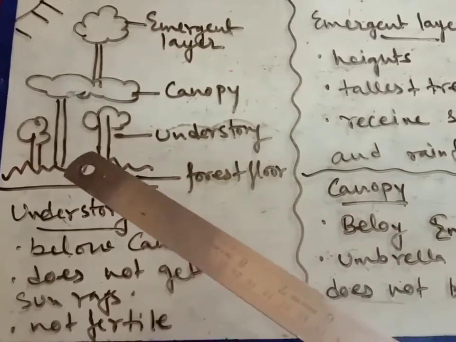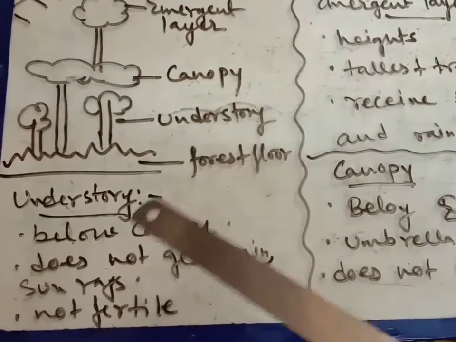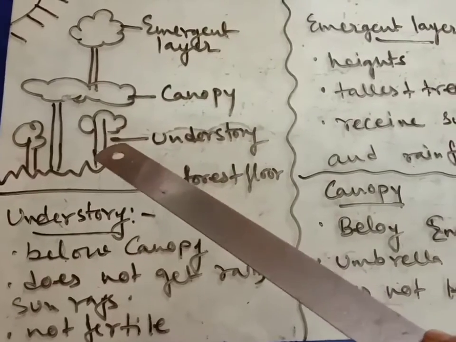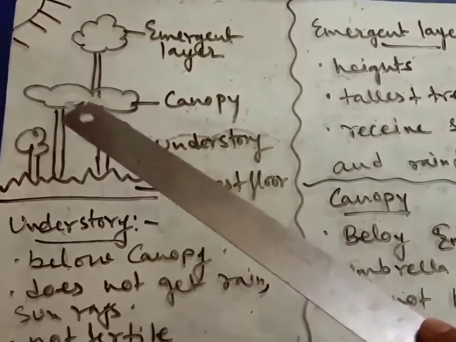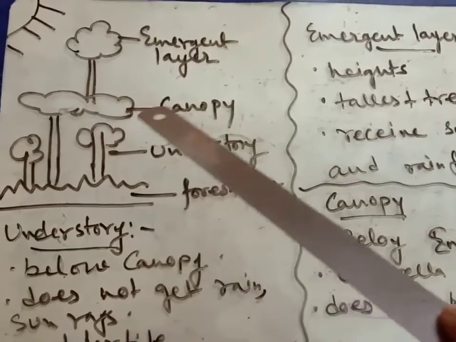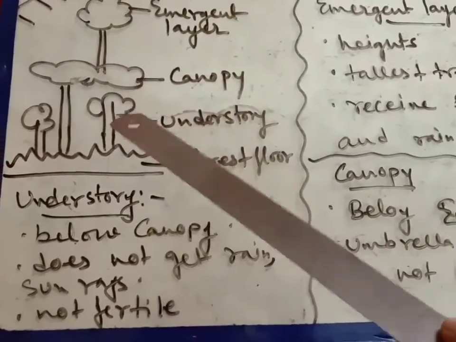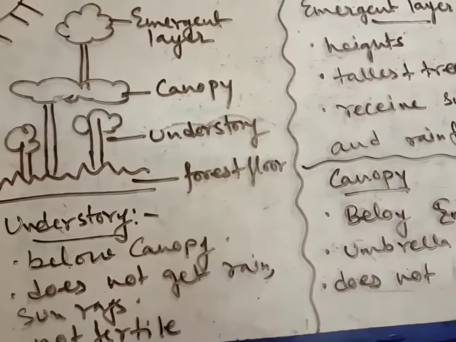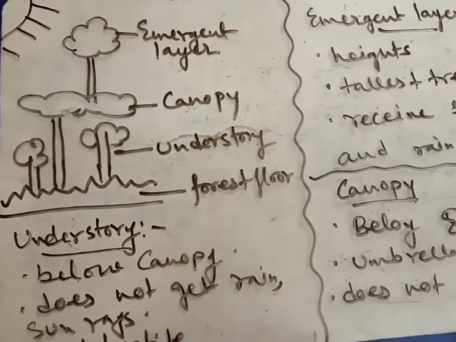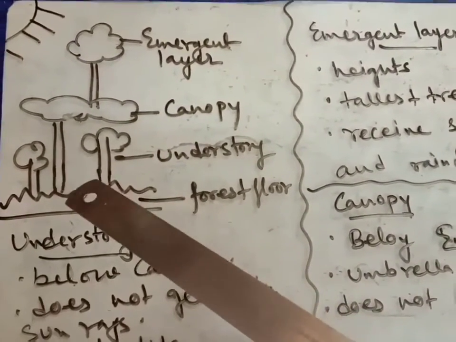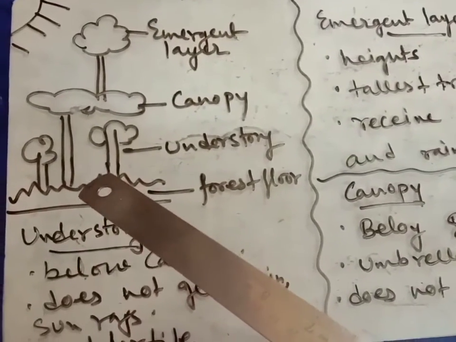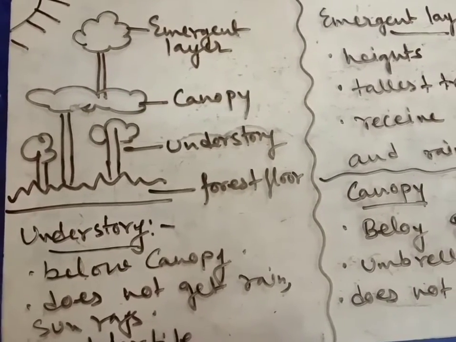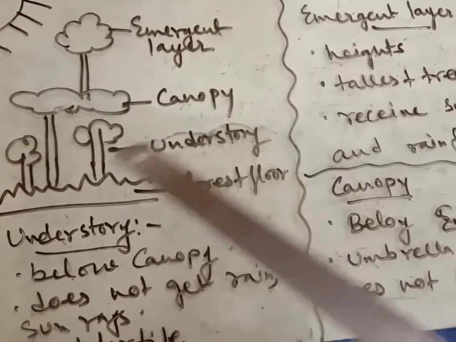And the third one, just below the canopy, is called understory. It does not get too much rain and too much sunlight. Why? Because of the hugeness of the canopy. Another thing I would like to say is that this soil is not very fertile. This place remains very dark and very damp, and it has non-flowering plants, shrubs and wild ferns that adapt themselves to this condition.